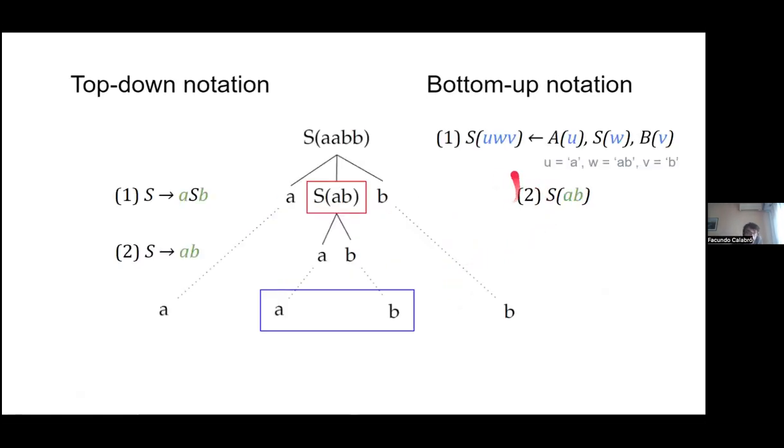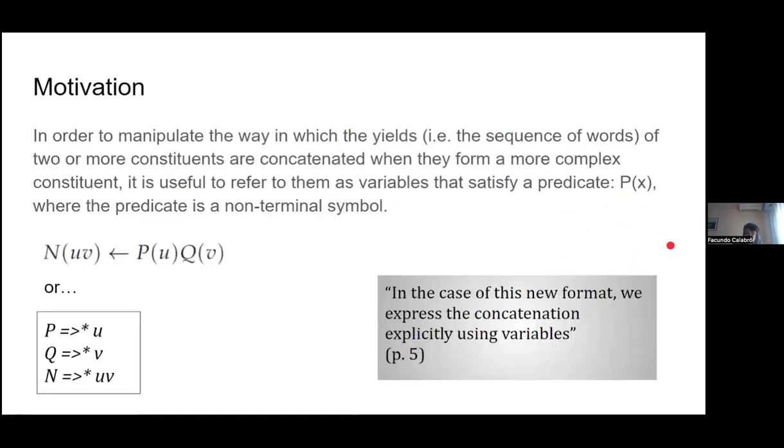So this is how it looks in a derivation tree. On the right, we obtain an S after recognizing these two strings, A and B, which are A uppercase and B, and we obtain this maximal projection after applying rule 1. So this is the value of the variable in this case.